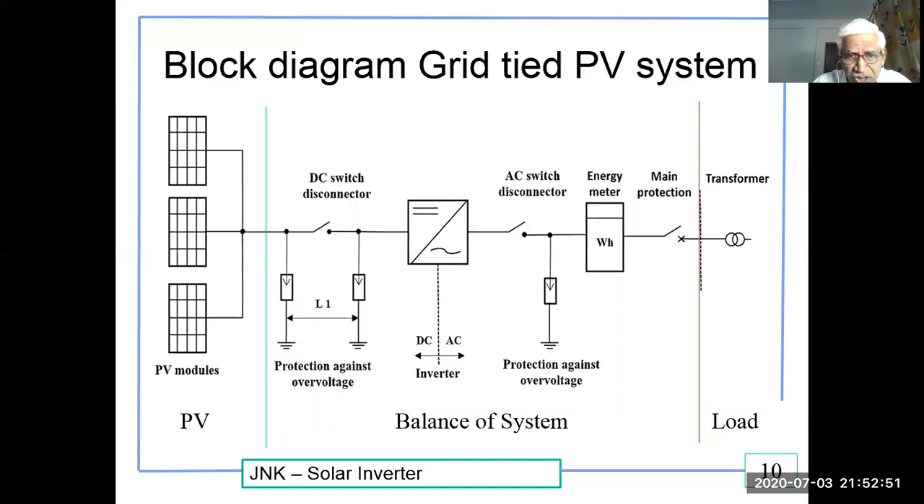You can see in this block diagram, we have the solar photovoltaic modules on the left side, and the output goes through a DC switch, with protection against over voltages. Then it goes to the inverter input side, where the DC supply has to be given, and on the other side, the AC supply. There is an AC switch disconnector on the other side and protection against over voltage. Then it goes to the energy meter and main protection, and then to the transformer.